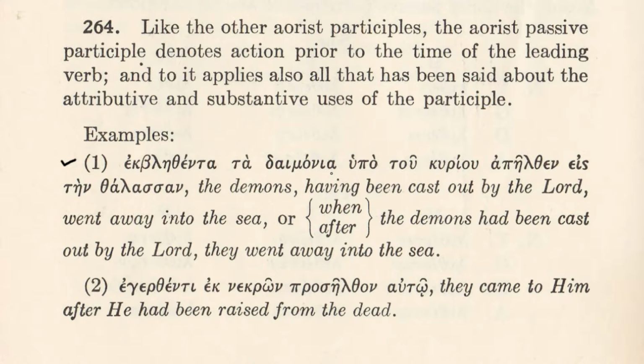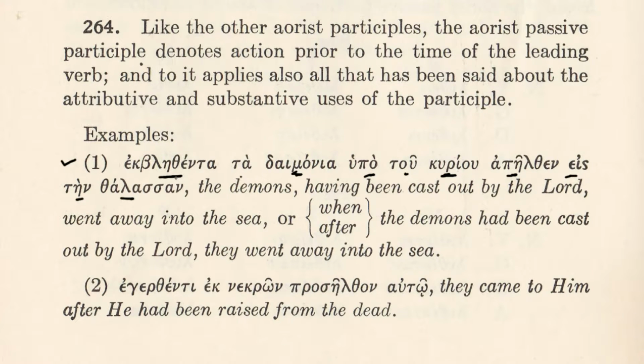In the chapter, Machen gives you some examples which are indicated for purposes of getting a feel for how the aorist passive participle works. So let's take a look at the first of these. They're explained by Machen. I'm just kind of adding a little bit of my own explanation to it as well. But we have here ek blethenta ta daimonia, hupo tu kyriou, apeilthen eis ten thalassan. So what do we make of this?